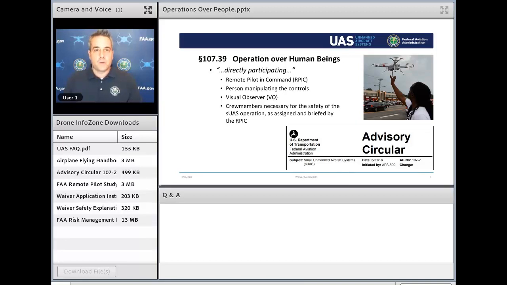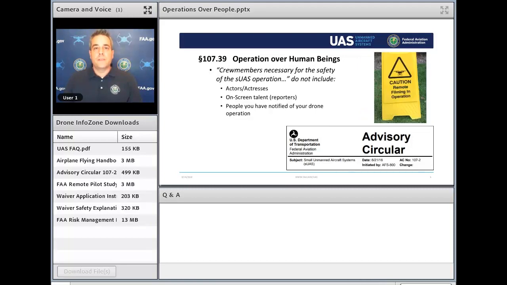Let me break down that first term, directly participating. Advisory Circular 107-2, which is available on the left side of your screen there in our downloads, and you can also find it online, defines directly participating as these individuals you see on the screen. We're talking about the remote pilot in command, a visual observer, a person manipulating the controls of the aircraft, or crew members that are necessary for the safety of your operation as assigned and briefed by the remote pilot in command. So those are the individuals that the rule references as directly participating.